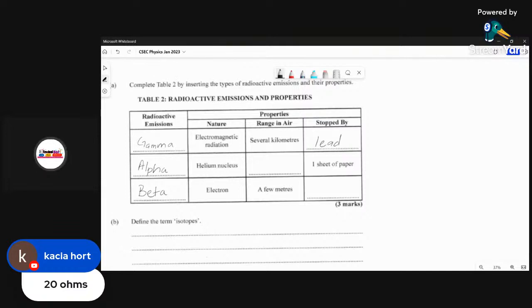Alpha now. I'm just going to tell you this one because you're going to need to know this one. But gamma you will know because gamma is lead. Alpha is stopped by 1 sheet of paper. So its range in air is about 1 to 3 centimeters. Not very far. Beta now, we know beta is more penetrating than alpha, so that's why it went a few meters. It is stopped by a few millimeters of aluminum. You can put that.